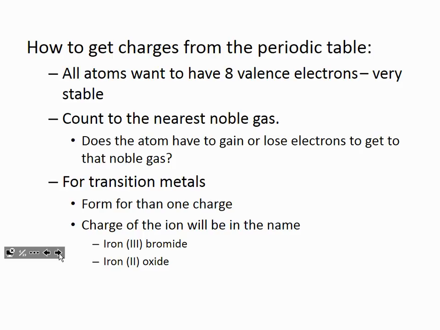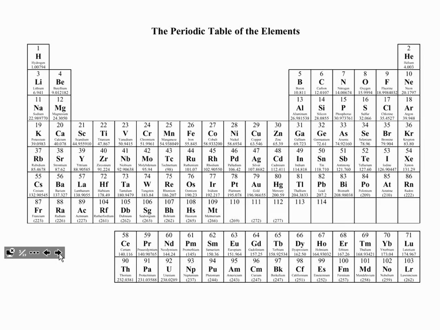That gives us a very stable electron configuration, that of a noble gas. So all we have to do to get the charges of the ions is to count to the nearest noble gas and see whether the atom needs to gain or lose electrons to achieve that electron configuration. So if we consider family 1 and we look at sodium, for example, the nearest noble gas to sodium is neon over here, number 10. Sodium needs to lose 1 electron to be isoelectronic with neon, so that means that sodium's charge when it bonds is going to be 1 plus.